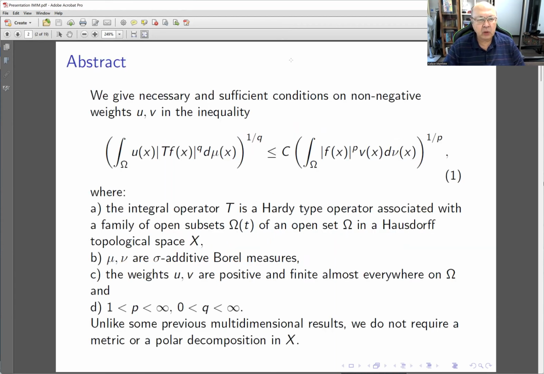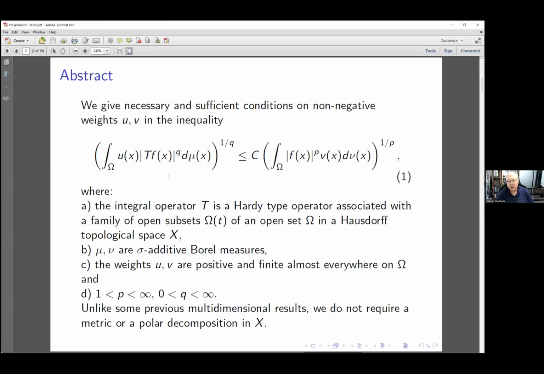This is the plan of this talk. The abstract is here. We look at this inequality, which I denoted (1). T is a Hardy type integral operator, and then there are weight functions, measures here, and you can see that there are two summability exponents. One is P, another is Q. So the idea is to cover different relationships between P and Q. The case P less than or equal to Q is relatively simple. The case Q less than P is more difficult. And this has always been like this.